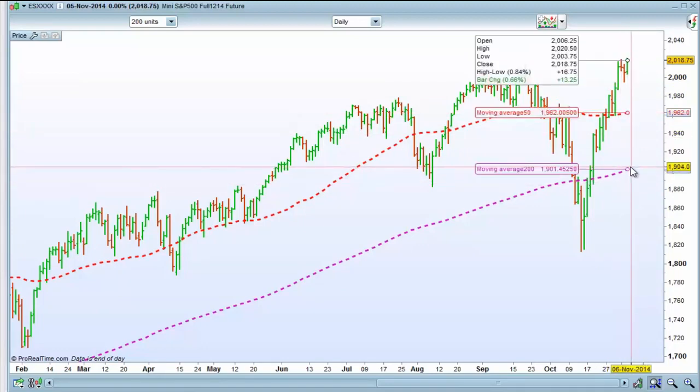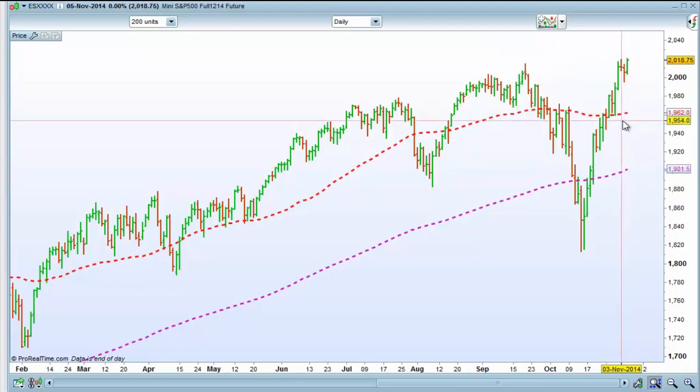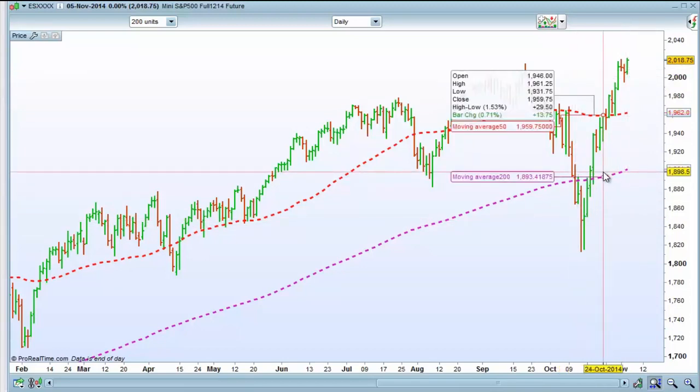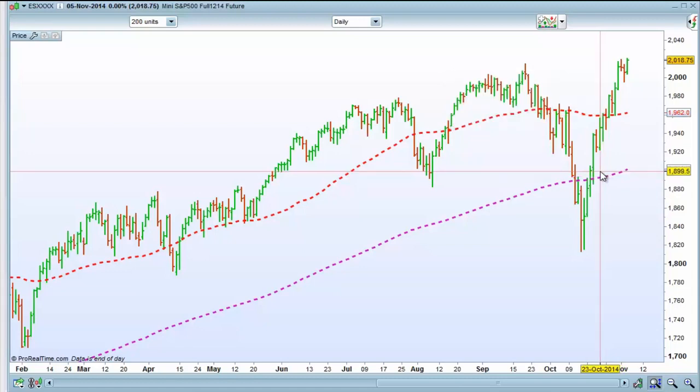So when a market is in an uptrend, we are going to prefer to trade only from the long side, meaning we're only looking to buy because we are in an uptrend. We want to see the price above both moving averages to confirm that the uptrend is strong.